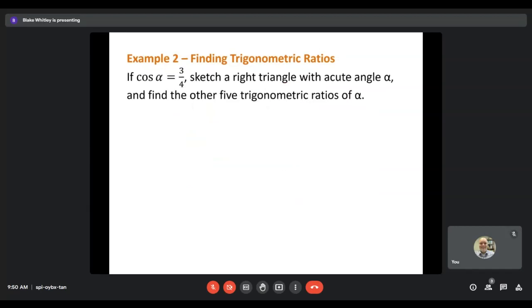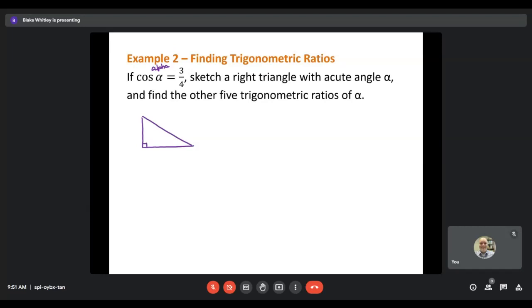All right, so number 2 says if cosine of alpha, so this symbol right here is an alpha symbol, is equal to 3 over 4, we want to sketch a right triangle with an acute angle alpha and find the other 5 trig ratios of alpha. All right, so first thing we want to do is sketch that right triangle. I'm going to draw a right triangle.